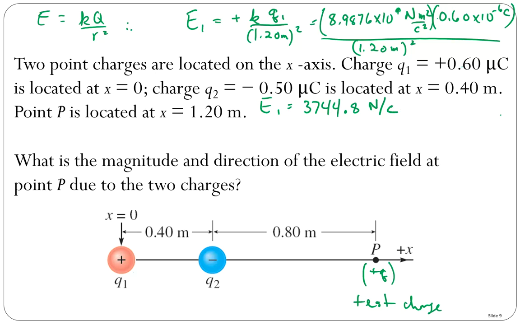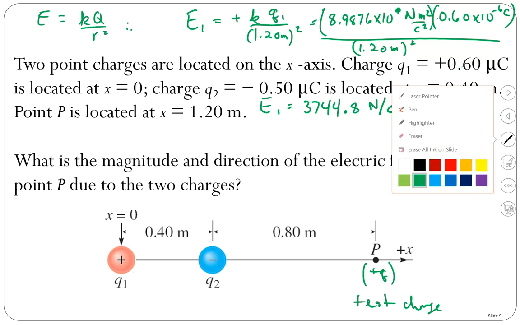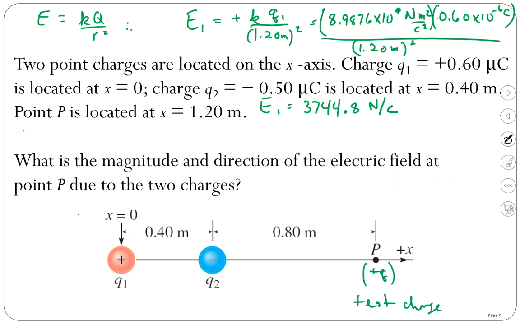Newtons per coulomb. Because I use SI, I can go through here. My meter squared on top cancels with my meter squared on bottom. My coulomb on top cancels with one of the coulomb squared on bottom, and I'm left with newtons per coulomb. Okay, so that's the electric field due to the positive one. What about for the negative one?